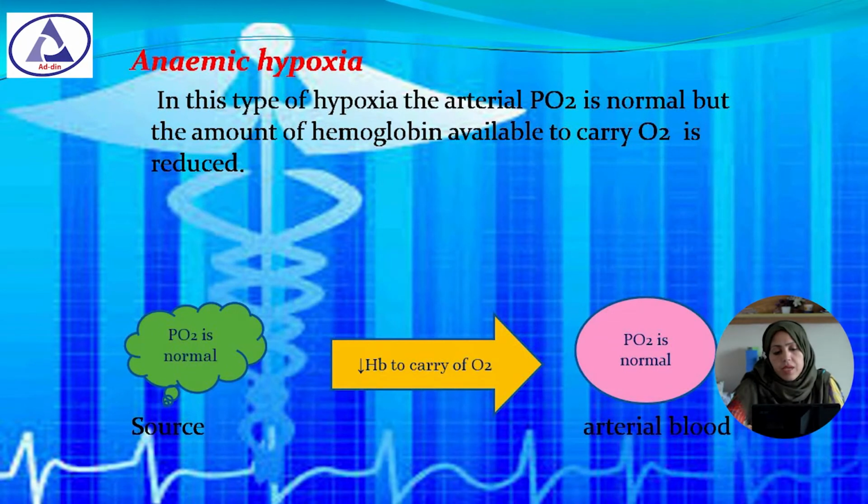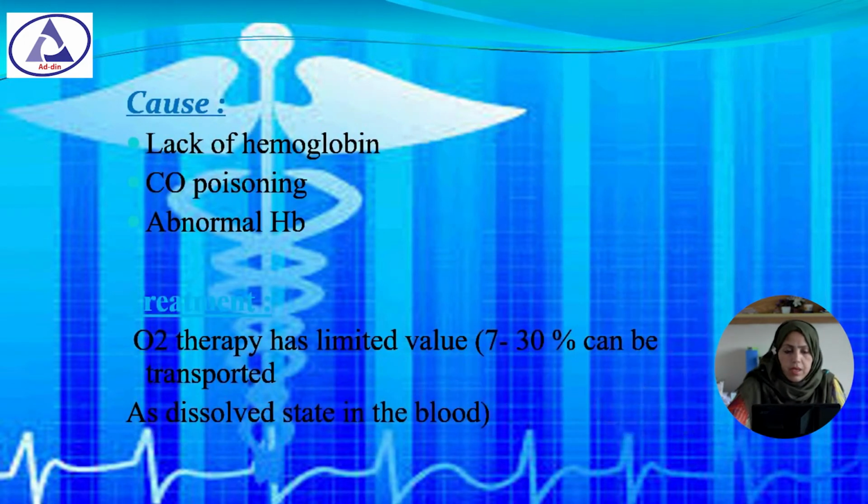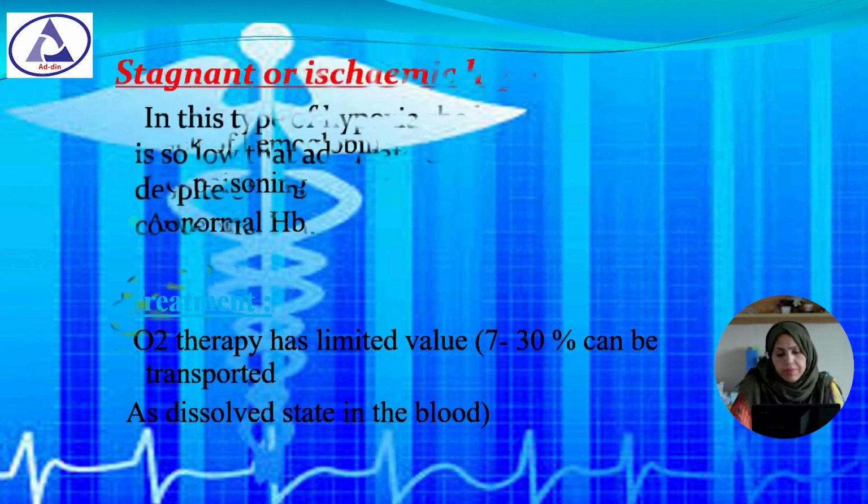And anemic hypoxia. In this type of hypoxia, the arterial partial pressure of oxygen is normal, but the amount of hemoglobin available to carry oxygen is reduced. The causes of this anemic hypoxia are lack of hemoglobin, carbon monoxide poisoning, and abnormal hemoglobin. Oxygen therapy in this anemic hypoxia has limited value. 7 to 30% can be transported in the dissolved state in the blood.